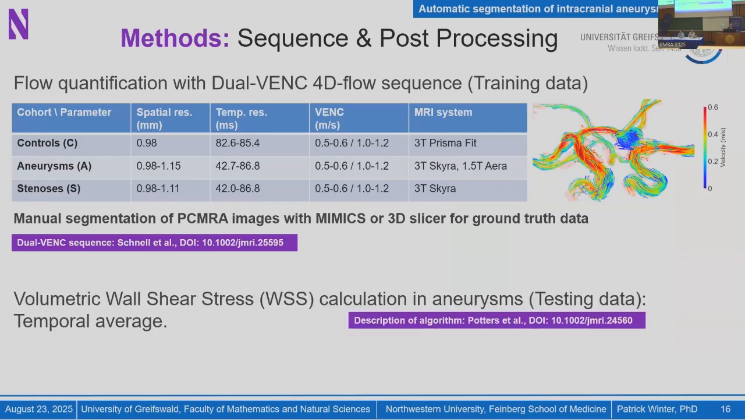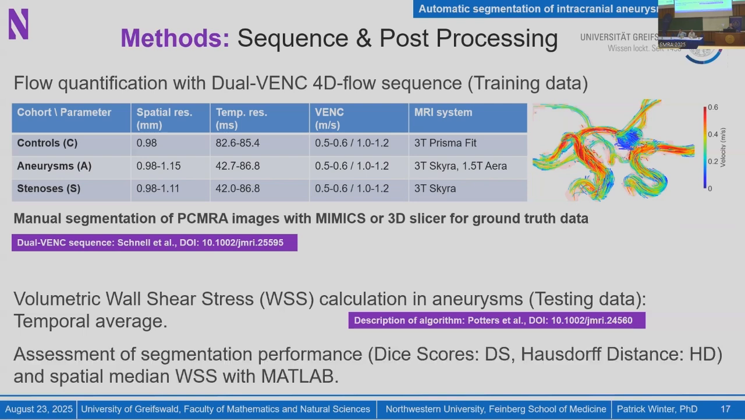For the 3 testing cases, we used the algorithm developed by Potters and Pim van Ooij to calculate the temporally averaged volumetric wall shear stress, and this shear stress was calculated in the aneurysms. To assess the segmentation performance, we calculated the Dice scores and the Hausdorff distances, and also the spatial median wall shear stress. For all calculations, we used MATLAB.